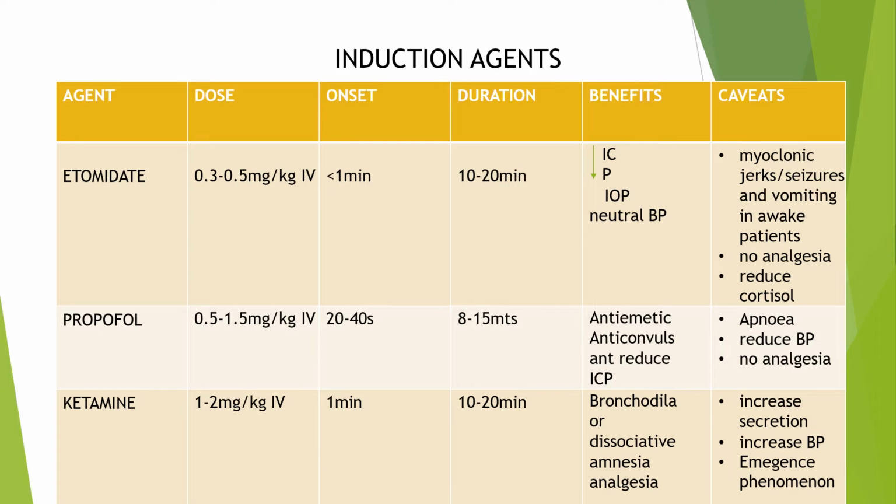Coming to ketamine, the dose is 1 to 2 milligram per kilogram IV. The onset is within 1 minute and duration is about 10 to 20 minutes. The benefits are bronchodilation, dissociative amnesia, and analgesia. It can cause an increase in secretions, increase in BP, and it causes emergence phenomena.